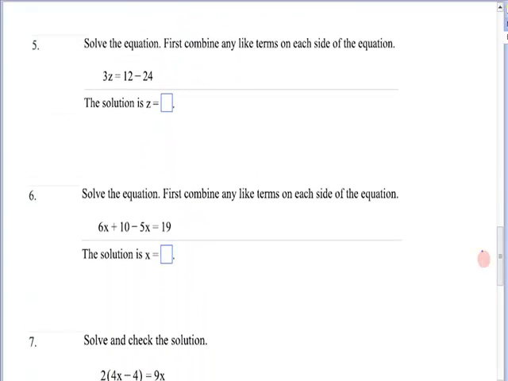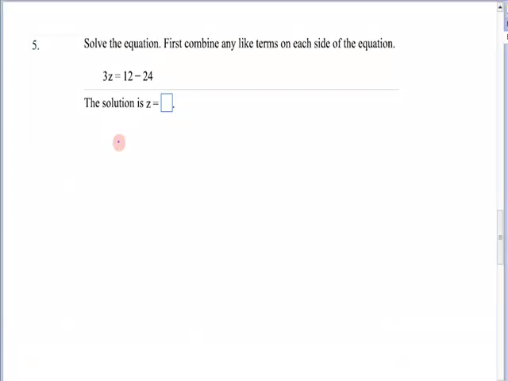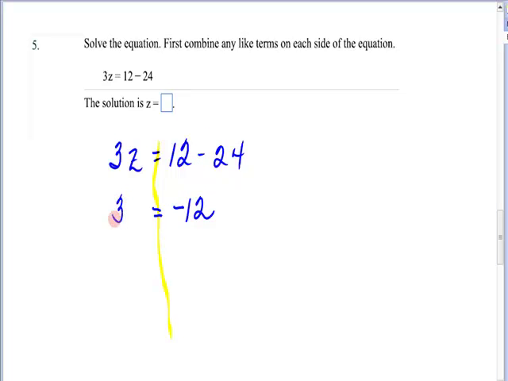All right, number 5. I have 3z is equal to 12 minus 24. Can I simplify anything in the left expression? No. Can I simplify anything in the right expression? Yes. Using the addition rules, positive 12 and a negative 24. Subtract, keep the sign of the big one. That's negative 12. 3z is equal to negative 12.